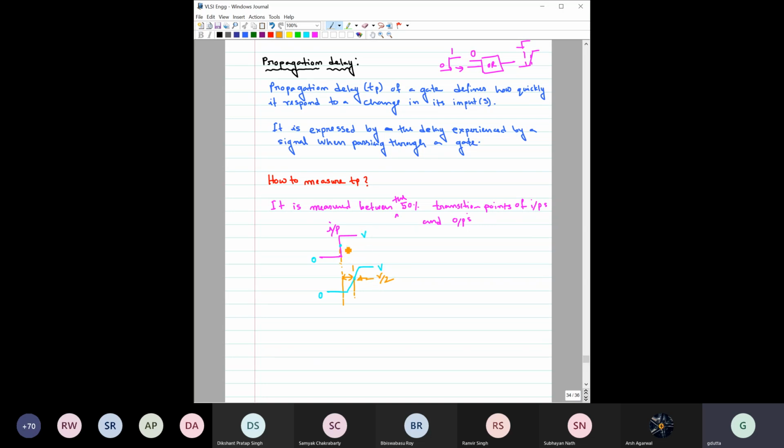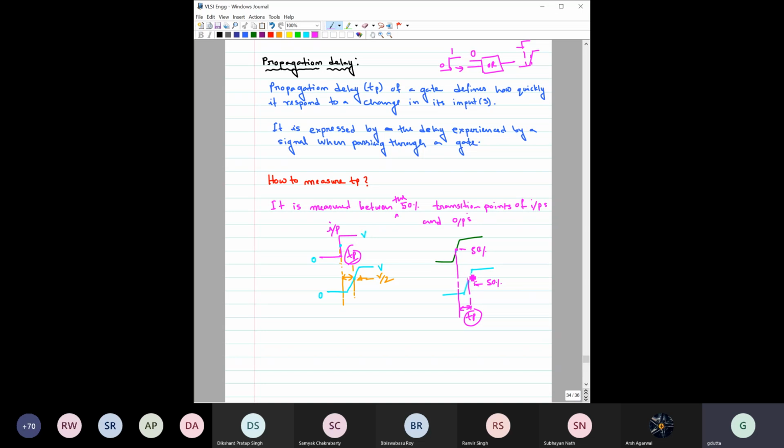Why are you considering the input to be a step input? Okay, let us not consider the step input. Let us consider the input is like this. Here the delay would be between this. So it does not matter whether the input is a step input or this one. The definition of delay is always the same: the 50% here, and the 50% here.